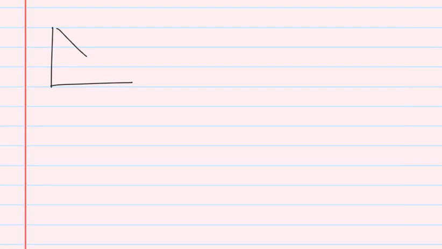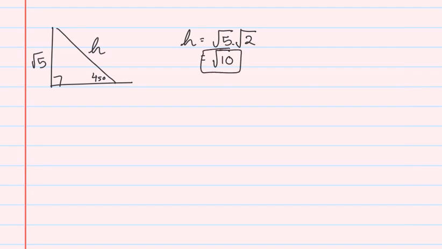So let's say this is 45 degrees, and this side is radical 5. I want to find h for my hypotenuse. What I need to do is take my radical 5 times radical 2, according to my formula, and get radical 10. And that is done.